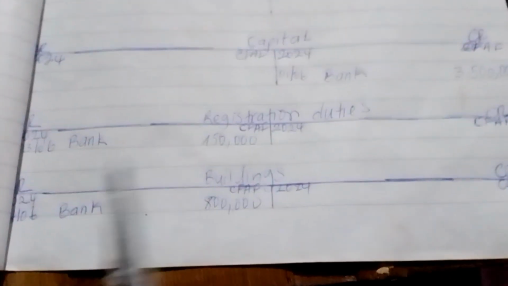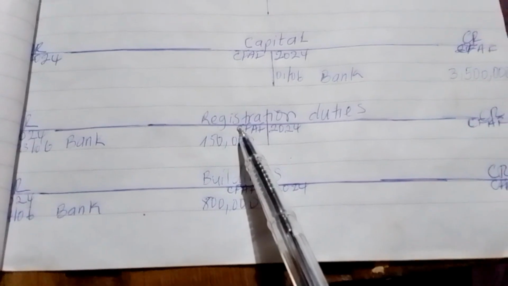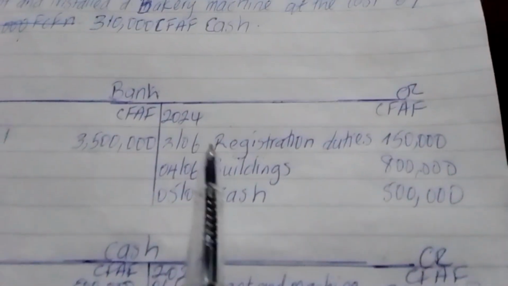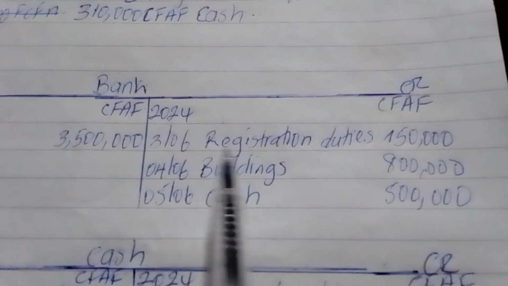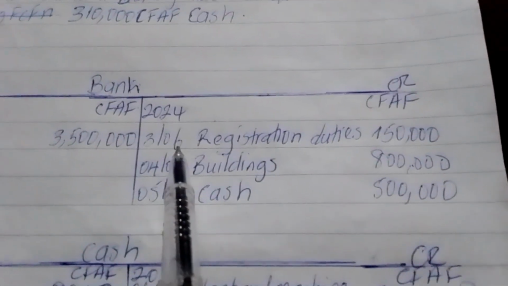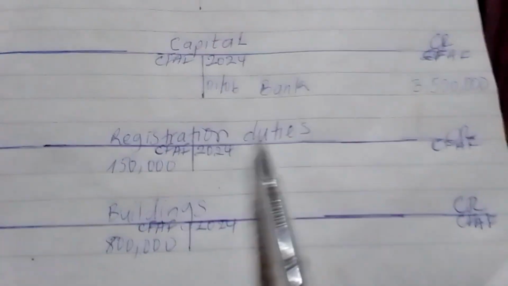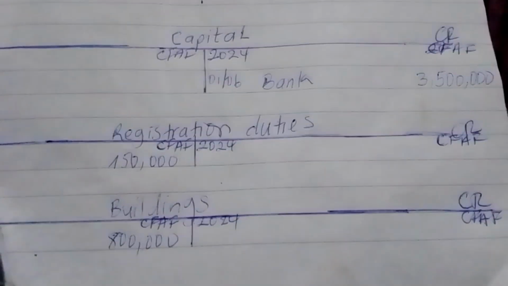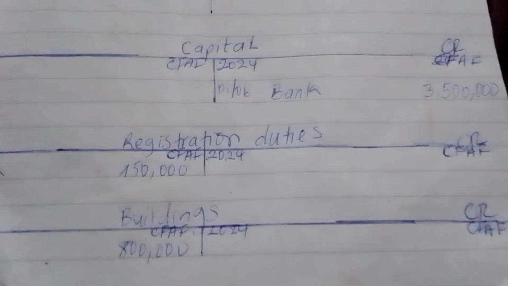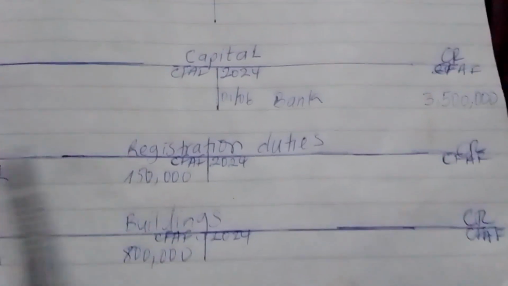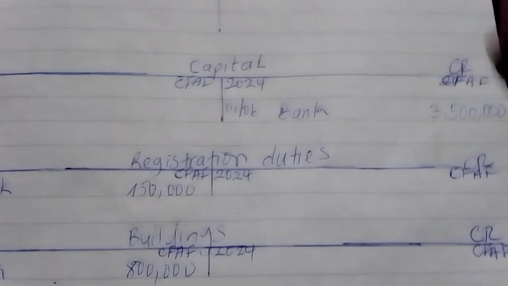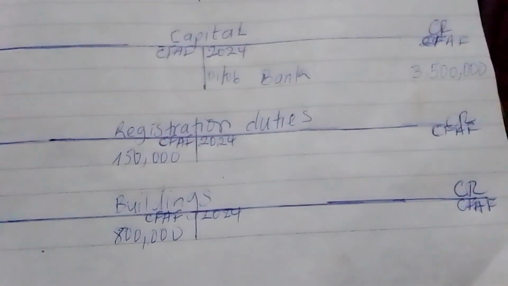So you see that the registration duties is receiving, while the bank is the giver. So we credit the bank with that amount, and we come to the registration duties and we debit it. So debit and credit are the corresponding entries of that transaction.